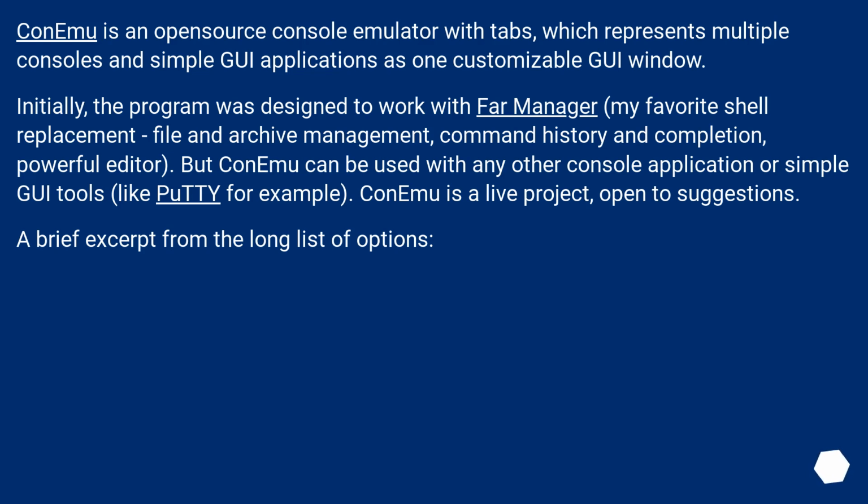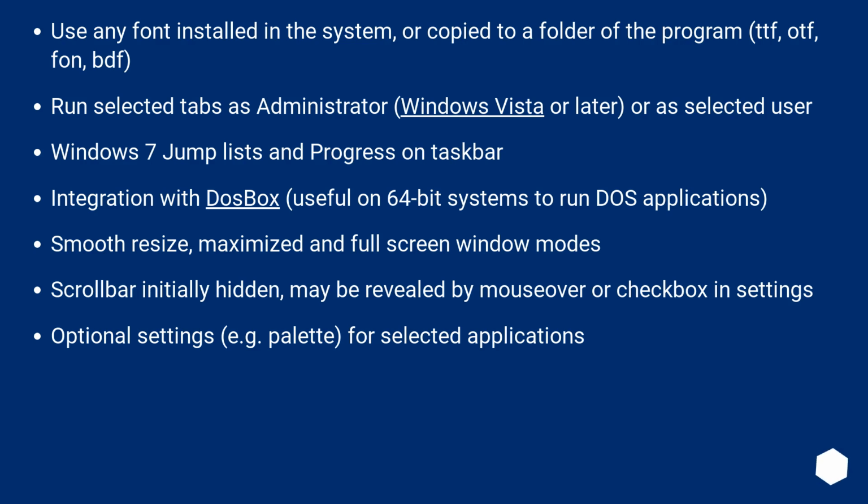A brief excerpt from the long list of options. Use any font installed in the system, or copied to a folder of the program: TTF, OTF, BDF. Run selected tabs as administrator, on Vista or later, or as a selected user. Windows 7 jump lists and progress on taskbar. Integration with DOSBox, useful on 64-bit systems to run DOS applications.